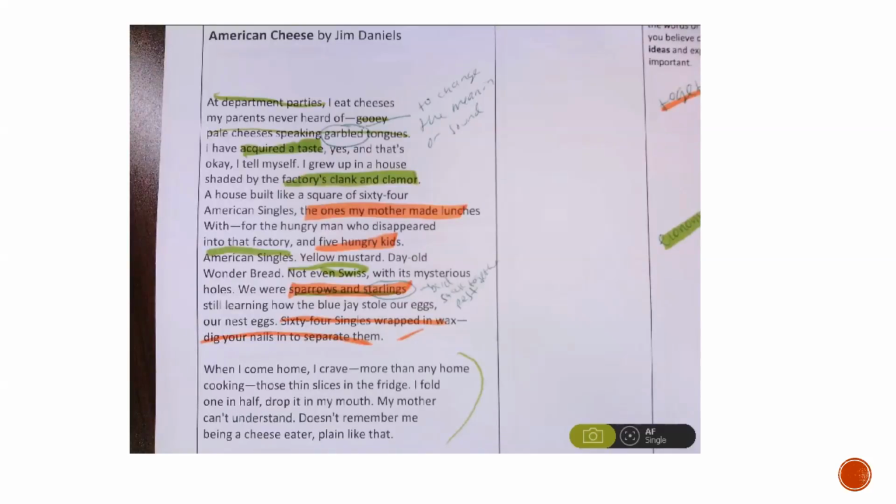And then at the end, in that last stanza, he talks about coming home. The thing he wants more than anything is American cheese, because it reminds him of the love and togetherness that he felt when he was a child.